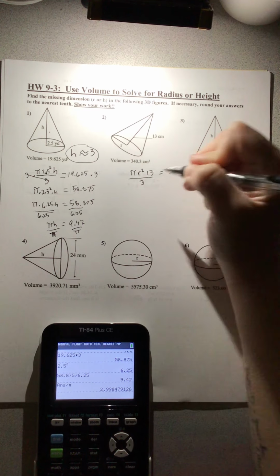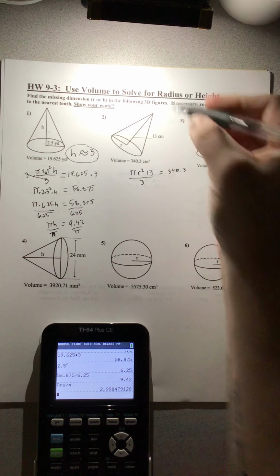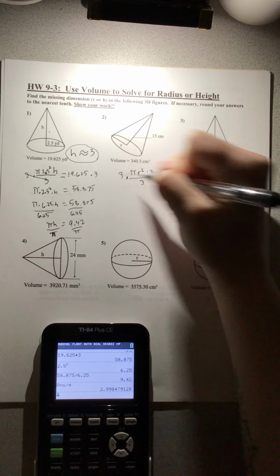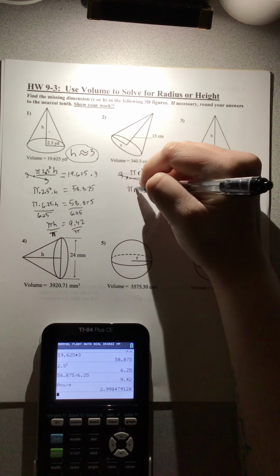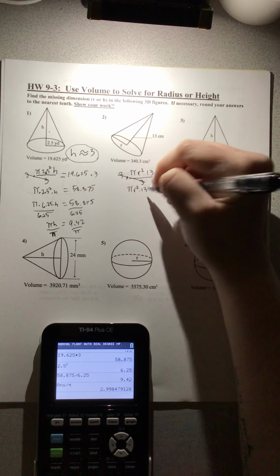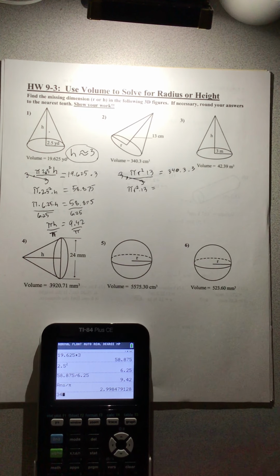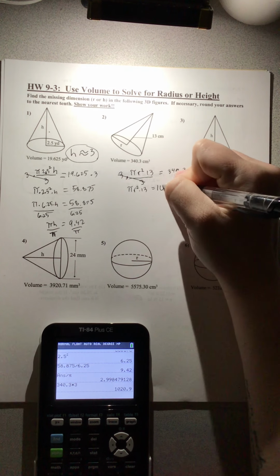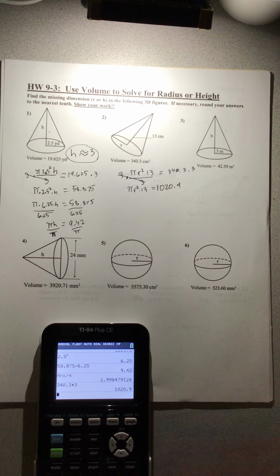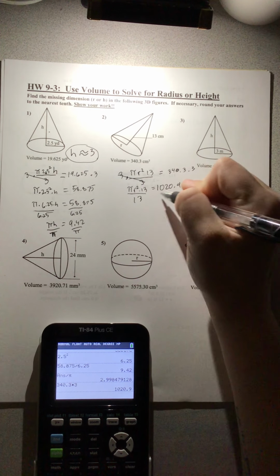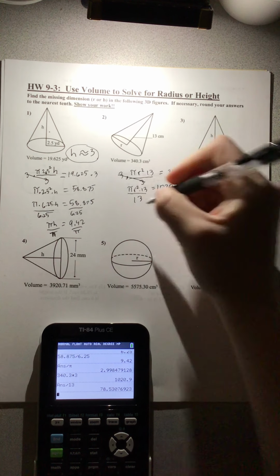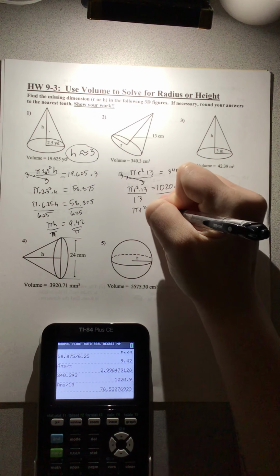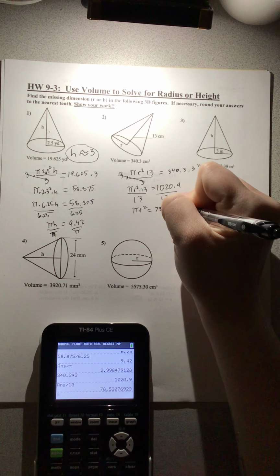It's divided by 3, because that's our height. So now let's multiply by 3 on both sides. Gets rid of that. So we have pi r squared times 13 equals 340.3 times 3. Okay. Now divide by 13. And I get pi r squared equals 78.5.